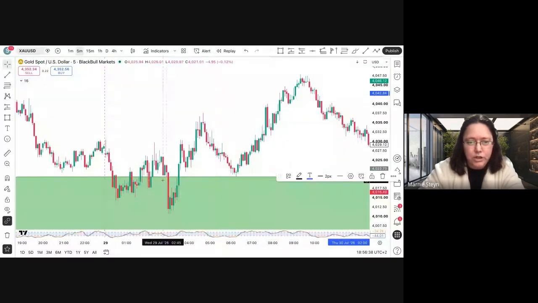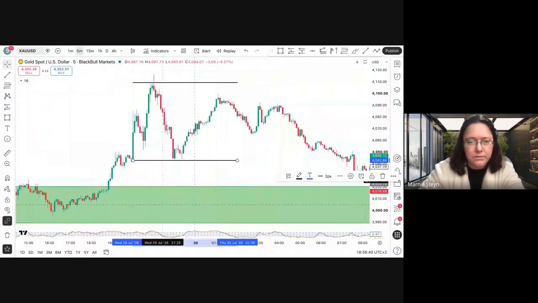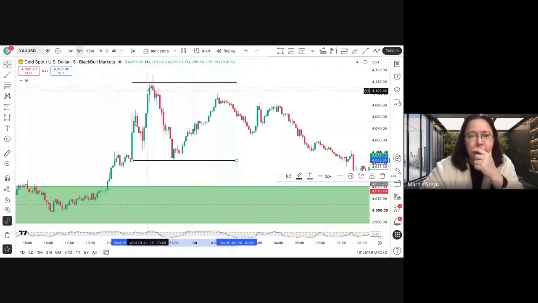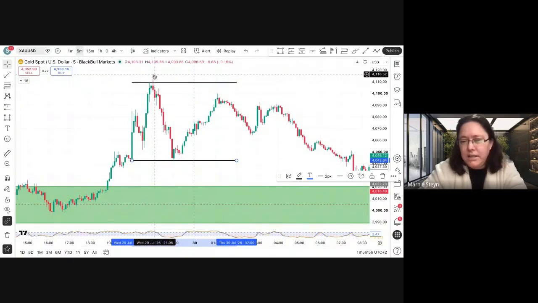Okay, so let's have a look at 2100 hours. So here we go. Here you can see price at 2100 hours. There the candle now closed. Here we can see at 2100 hours, the candle wicked outside there, and then came back inside of it.